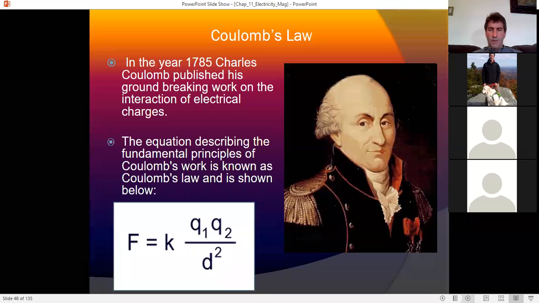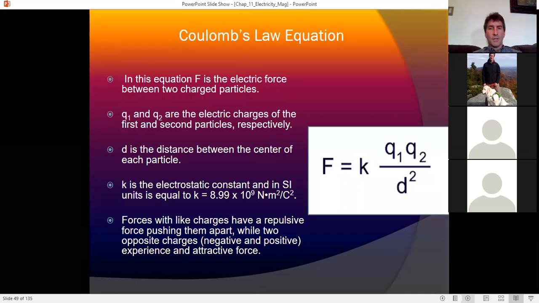Coulomb's law. So in 1785, after Franklin had discovered two different charges, Coulomb came up with an equation for the force between charges, and it was very much like Newton's law of gravitation, which is an inverse square law. The larger the distance, the less the force. If you double the distance, the force drops off by the square of the distance.